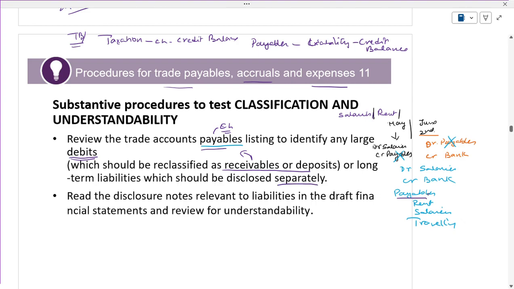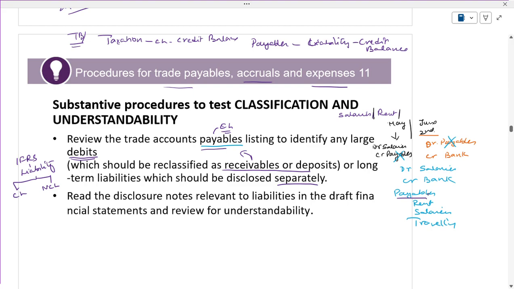Nowadays, the most important topic is that whenever you are talking about liabilities, they should be clearly classified as current liabilities and non-current liabilities.